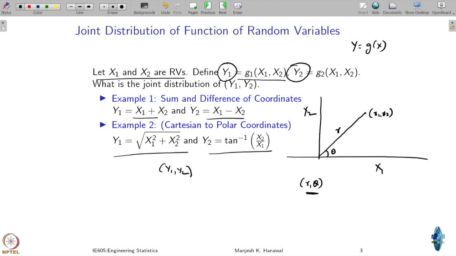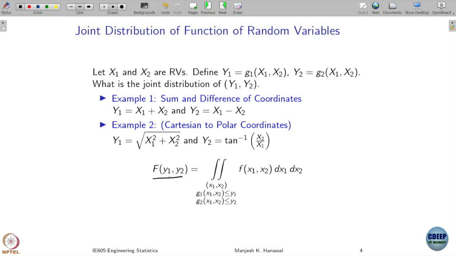How to do this? What are you given? You know x1 and x2, and you know their joint distribution. Let's say the joint distribution of x1 and x2 is available to you, but from that you need to find the joint distribution of y1 and y2. One obvious way: if I want to find the CDF of my random variable y at point y1 and y2, it is simply integrating over all x1 and x2 such that g1 of x1 and x2 is less than or equal to y1 and g2 of x1 and x2 is less than or equal to y2. You are basically interested in that region, right? The joint PDF of x1 and x2 is given to you, so integrate it over your region of interest. But this is often tedious.